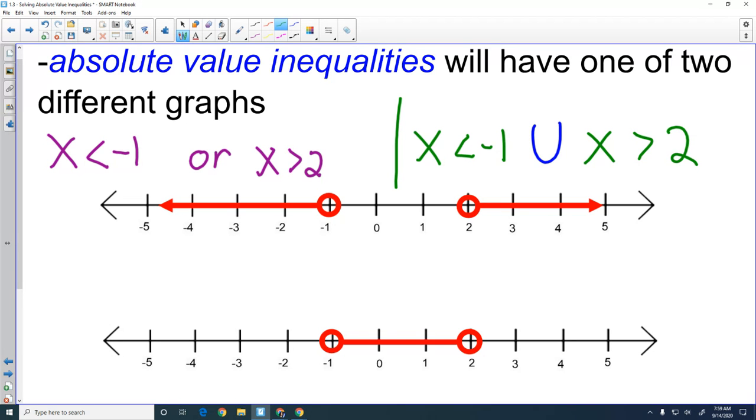A union is used whenever you have two different groups of numbers that are disconnected from each other, but you want to let everyone know that your solution could fit either one of these conditions. So my solution is all the numbers that are less than negative 1, combined with, or unioned with, all the numbers that are greater than 2. If I listed every number less than negative 1 and every number greater than 2, the combination of those two would represent our entire solution. So it's the union, or the combination, of these two, and we just use a big capital U to show that.